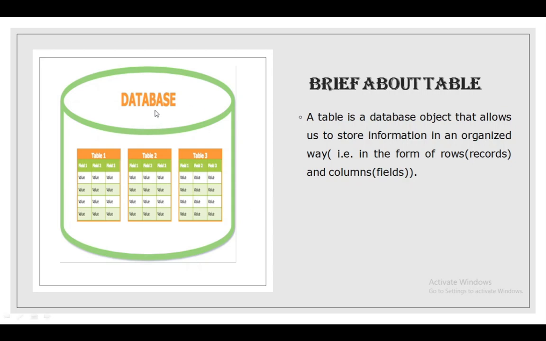This is the pictorial representation of a database that contains three tables, namely table 1, table 2 and table 3. We cannot create two tables with the same name in a database. That's why I put here table 1, table 2 and table 3. A table can have a maximum of 255 columns with unlimited rows. This is about table.